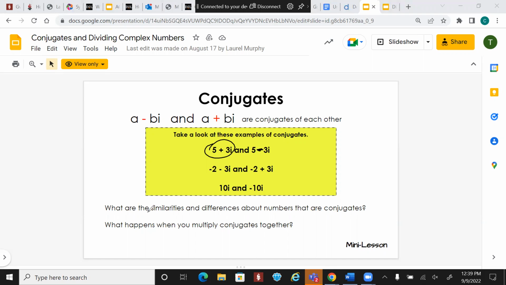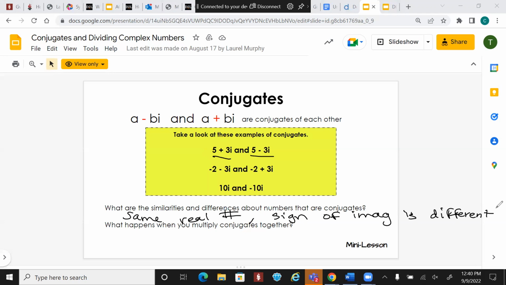Okay. So what are the similarities and differences about the numbers that are conjugates? What's similar about the conjugates? Between here and here, what's similar? Same numbers. So we're going to say same real number. And then what's different about them? The sign of the imaginary number is different. So the real term is the same, but the imaginaries are different.